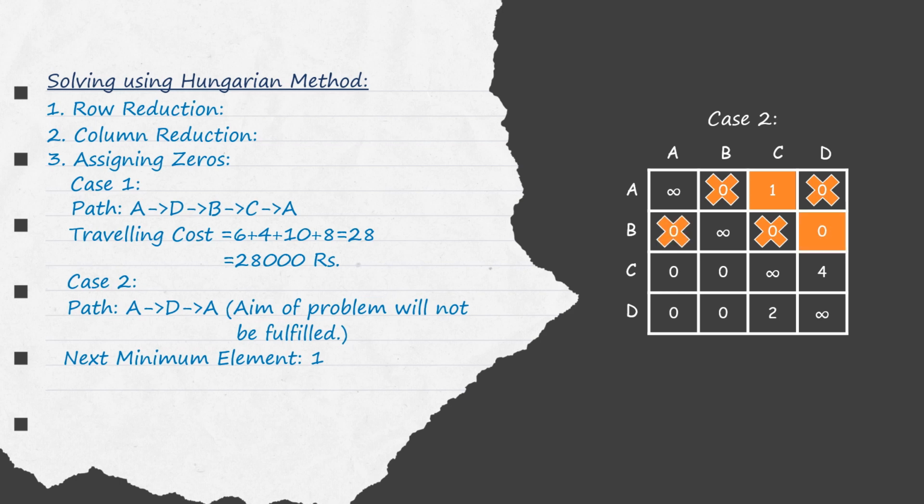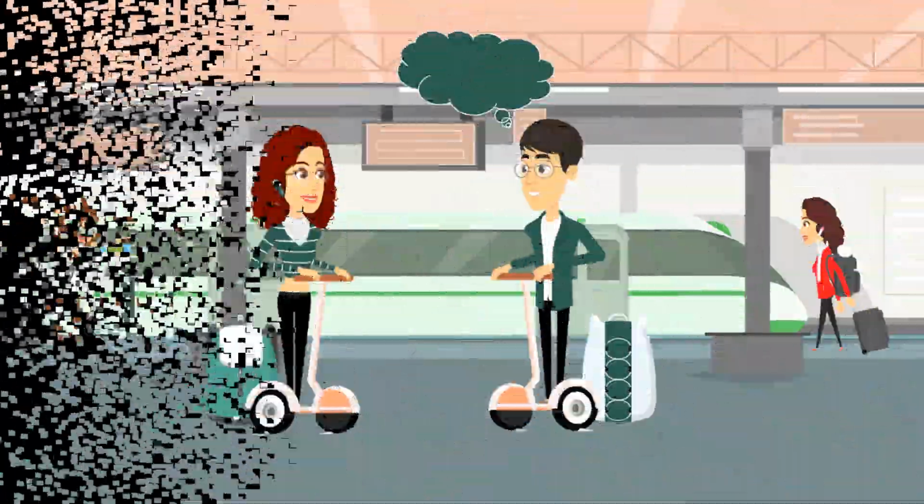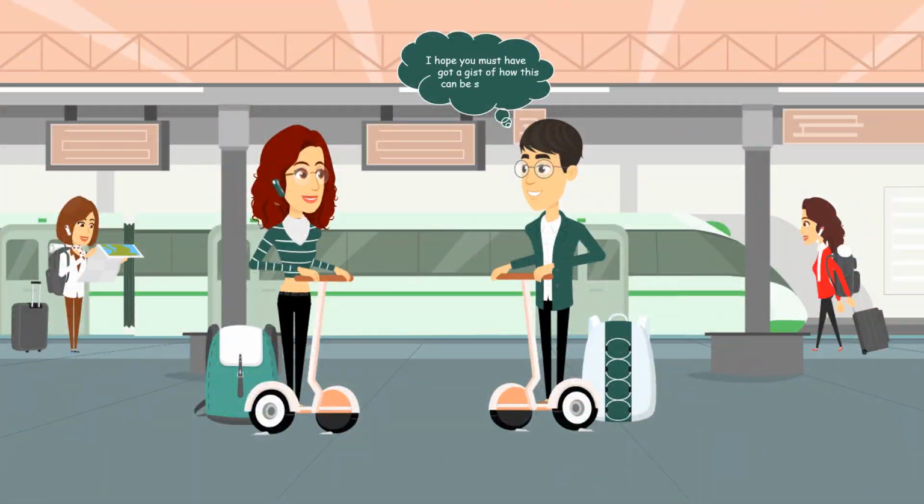You can try this yourself. In fact, you can pause the video here and check it yourself that again 2 cases will be formed. We have already obtained the optimal route for this specific case because you can see that we got the optimal path in case 1 itself. So taking any minimum element other than 0, the cost will definitely increase by that factor. I hope you have got the gist of how this can be solved.